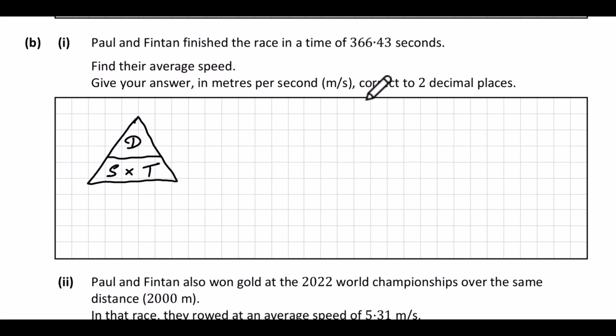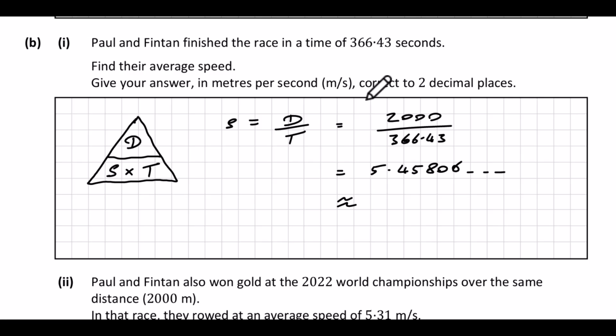Multiply these two here. So distance is speed times time. Speed is distance divided by time. And time is distance divided by speed. So we have to find speed. So speed is equal to distance over time. So in our case, the distance is, let's see, what was it, 2000, I think 2000 meters. We've got to divide that by the time. They're telling us that the time was 366.43 seconds. So you've just got to do that on your calculator. You get 5.45806 and so on. And we've got to give this to 2 decimal places.